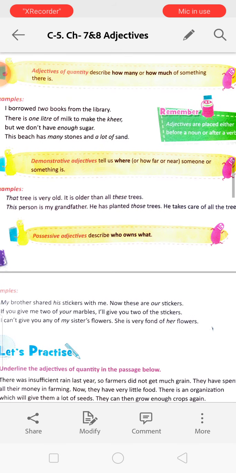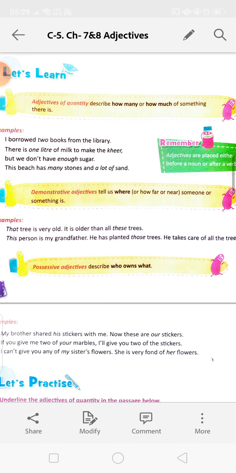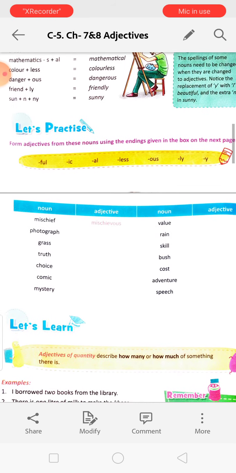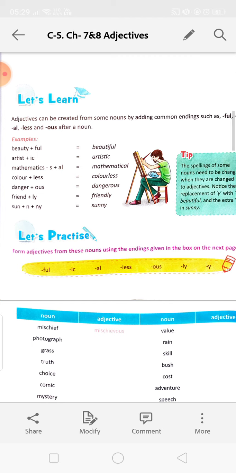Now, adjectives of quality. These are the adjectives of quality. For example, how is the flower? The flower is beautiful. So this is the adjective of quality.